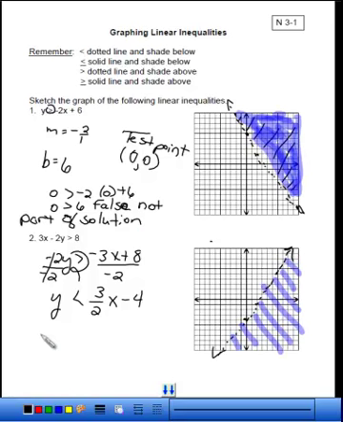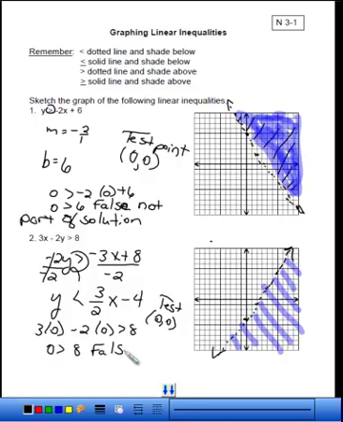We have the origin free again, so let's check. We have 3 times 0 minus 2 times 0 is greater than 8. And again, this is called a test point. We're going to test 0, 0. So we have 0 is greater than 8. It's false. So that area should not be shaded, and in fact it is not shaded, so that's good. We did it right.